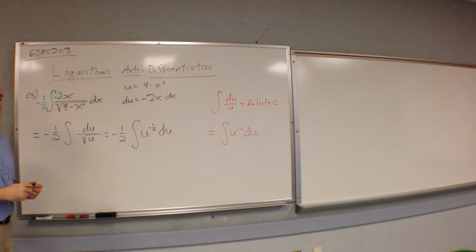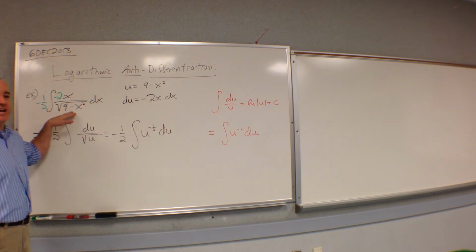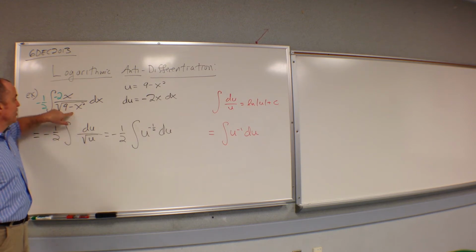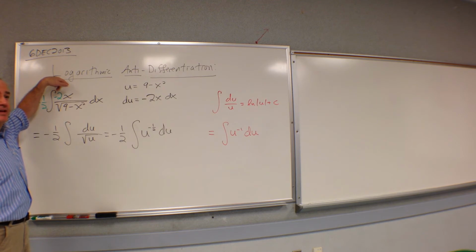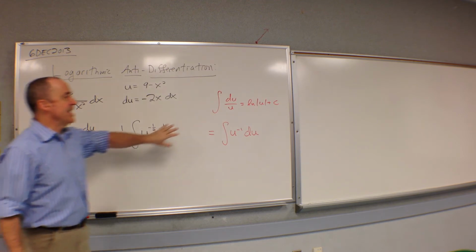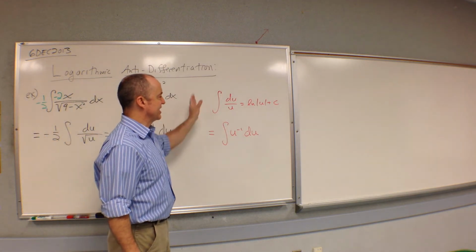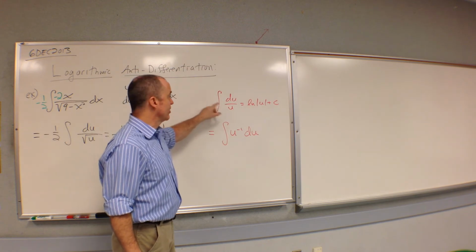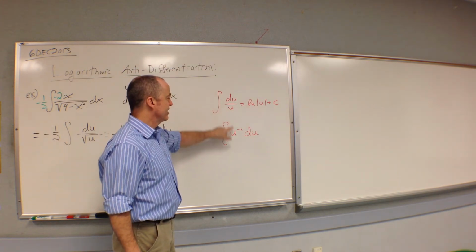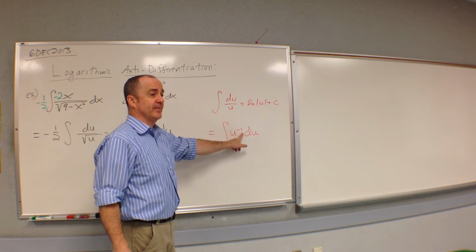Okay, this looks like a natural logarithm problem, and your book throws a couple of these in there because you have a u on the bottom and a du on the top. But the natural logarithm antiderivative, in this case, is very, very specific. It only works for du over u. In other words, u to the negative 1.